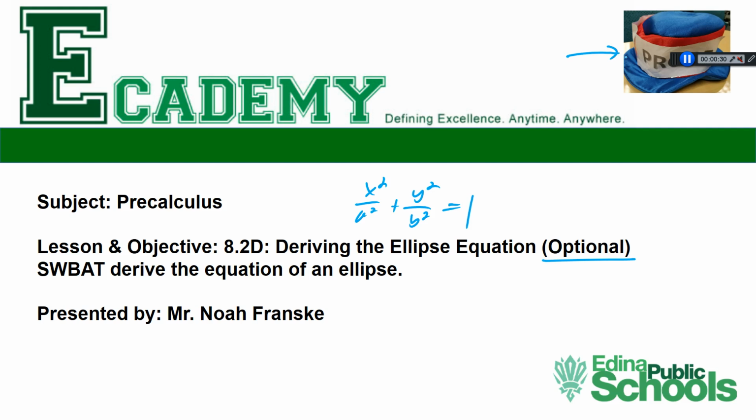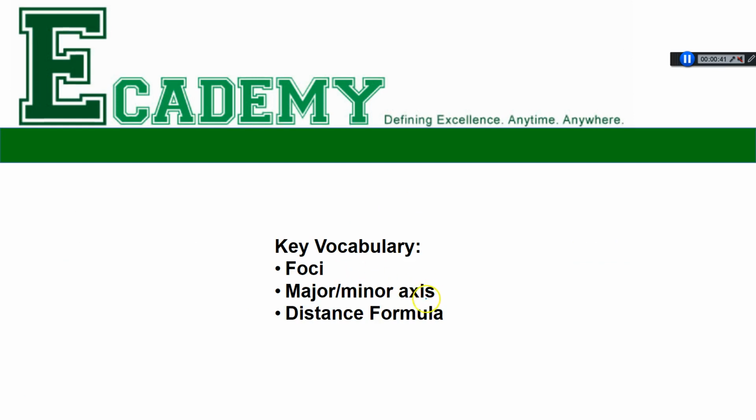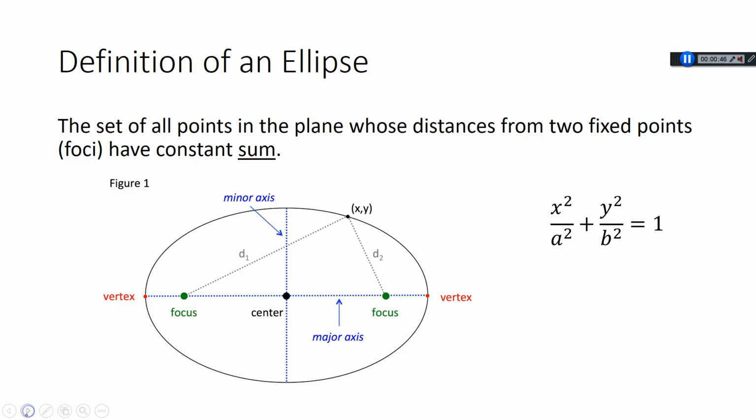This is definitely a proof. It's not something that you'll be asked to replicate, but it's some interesting algebra, and it's really just expanding and factoring and using the distance formula. It's not really that hard, but we're just going to derive the equation for an ellipse. So the foci, major and minor axes, and the distance formula are going to be the key things to finding this. First of all, this is the same slide we had in the intro video.